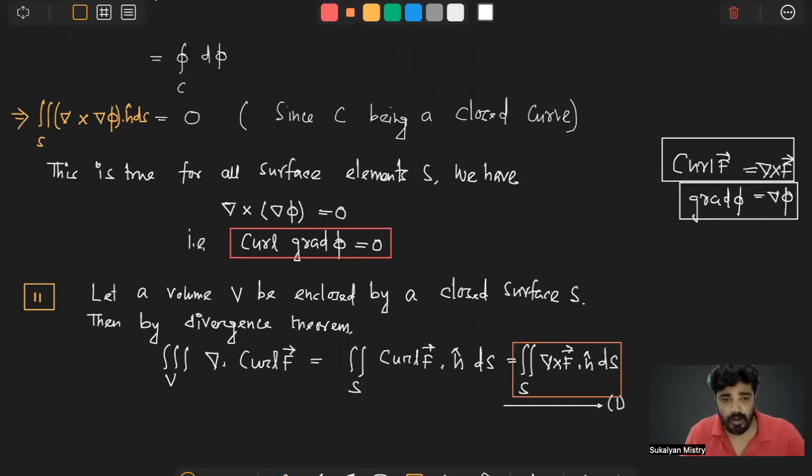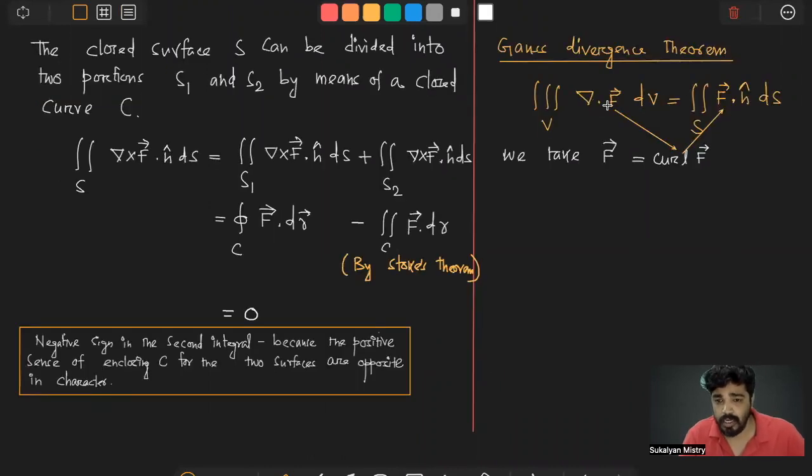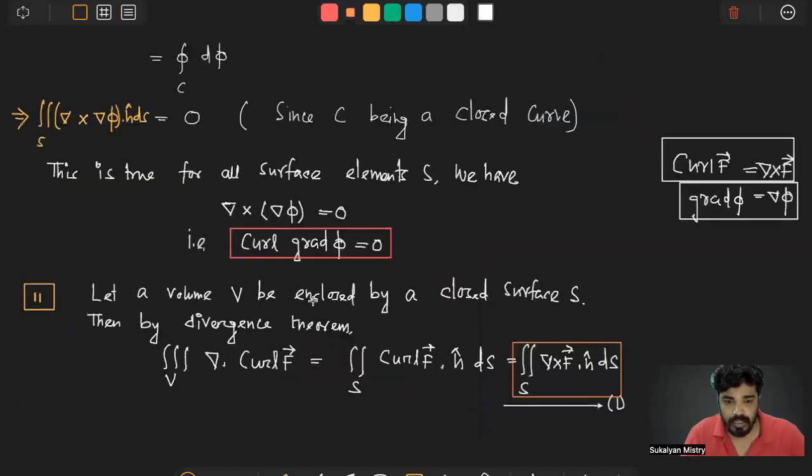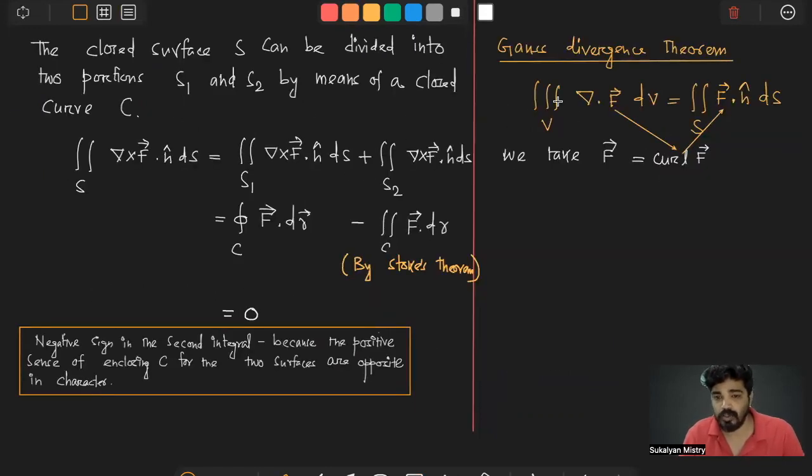that means del cross curl F, del dot V dV, sorry, del dot F dV. So please write here dV. Triple integration over V del dot curl F dV is equal to double integration over S, where we consider F as curl F, so curl F dot n dS.